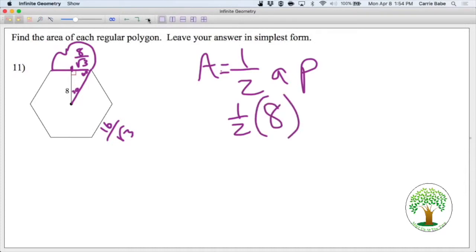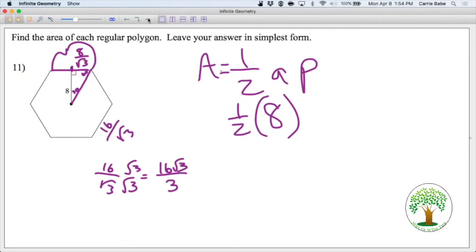Now we need to do that perimeter. We're going to have to multiply by 6, but we're going to have to rationalize this 16 over square root 3 first. No longer can we just skip it. Let's come down here and rationalize this. So I'm going to multiply by square root 3 over square root 3. Now I can make that go in for part of P.